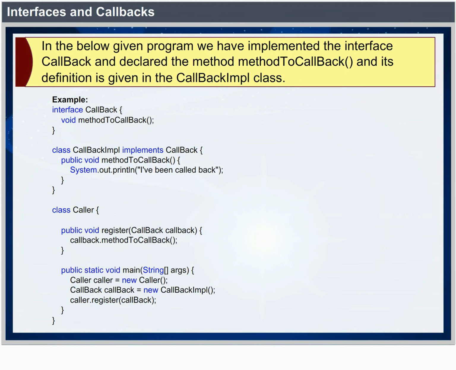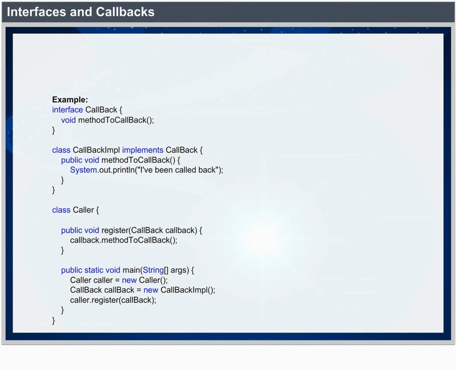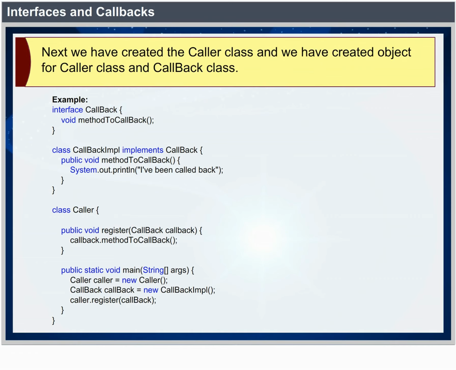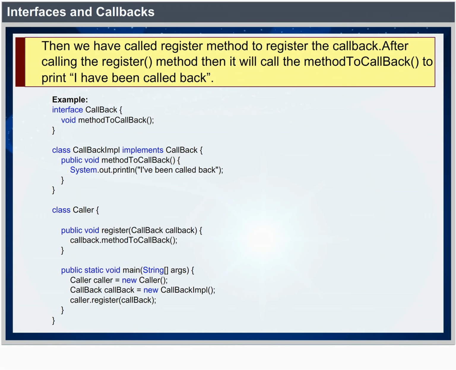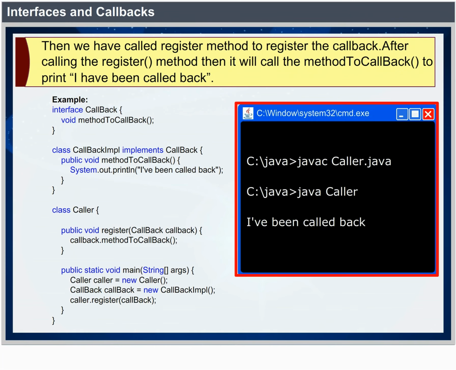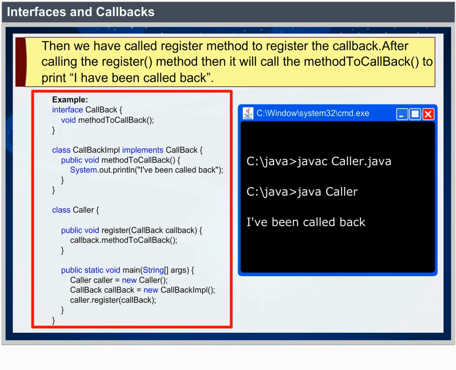In the below given program, we have implemented the interface Callback and declared the method to callback, and its definition is given in the callback implementation class. Next, we have created the caller class and created objects for the caller class and callback class. Then we have called the register method to register the callback. After calling the register method, we can call the method to callback to print I have been called back.